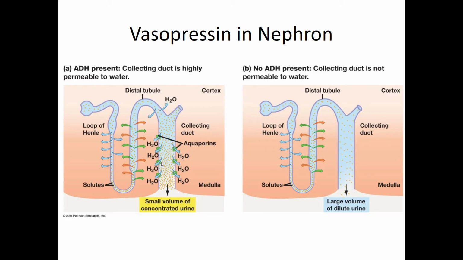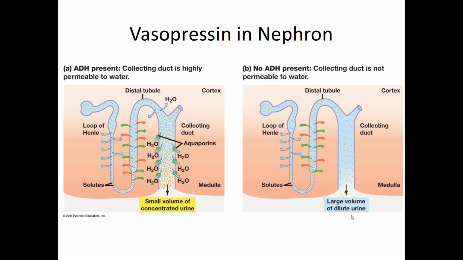To sort of see that here, the loop of Henle is going to be doing the same thing no matter what. When ADH is present, we've got lots of aquaporins. As it goes into this more concentrated medulla, more water will be taken out, and we wind up with a small volume of concentrated urine. When there's no ADH present, then no water is leaving from this filtrate in the collecting duct. So you've got this very dilute filtrate that was produced up here in the distal tubule, and nothing is going to change. It's going to go directly out as it is, producing a large volume of dilute urine.